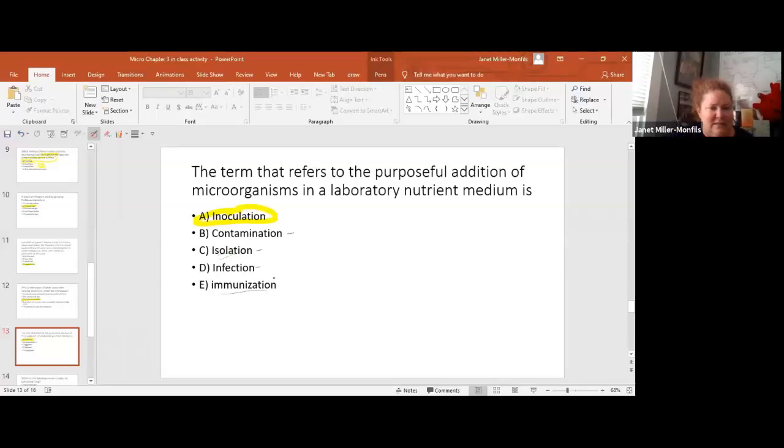Immunization, these are shots against something, right, to bump up your immune system. And so when we want a purposeful addition, that would be the inoculation. A lot of these others are non-purposeful. So contamination is not purposeful. Infection is not purposeful.